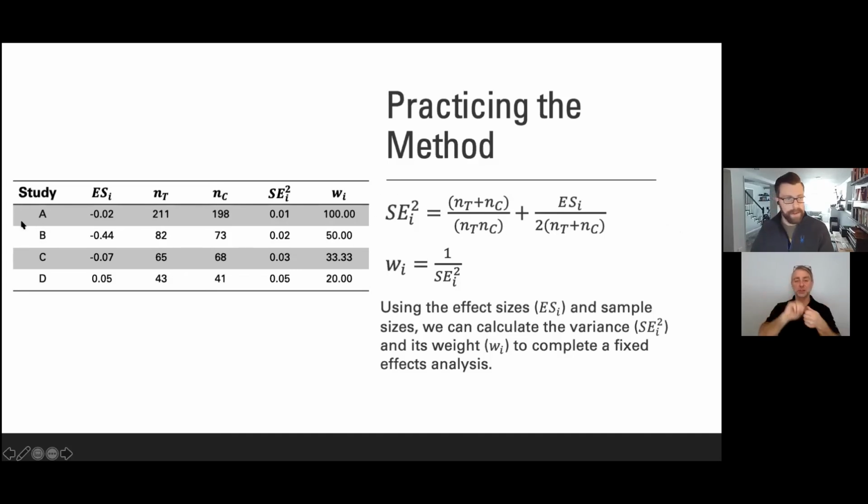So here's a fake data set with 4 studies. I've just called A, B, C, and D. We have their effect sizes here. That's ES sub I. We have their sample sizes. That's N sub T for the treatment group, N sub C for the control group. The variances using our variance formula that Josh introduced to us. And then the weights, which are just 1 over the variances. So these are fixed effects weights that we'll start with.